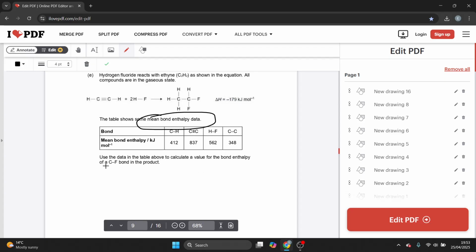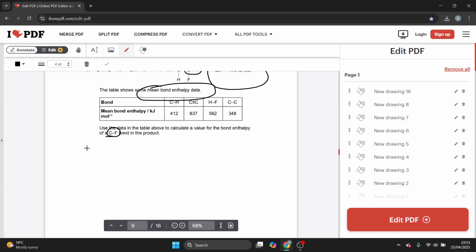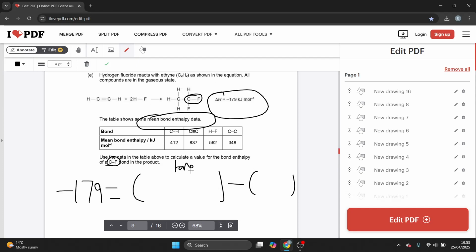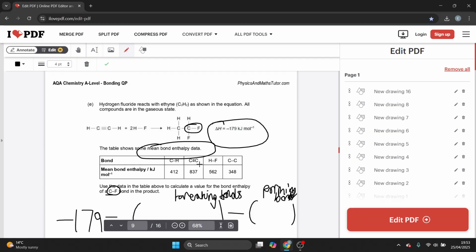So I want to find the bond enthalpy of a C-F bond. Where's the C-F bond? Here. I know delta H is minus 179, which equals energy required to break bonds minus energy released when new bonds are formed. So I'm going to write this as energy required to break bonds minus energy released when new bonds are formed.